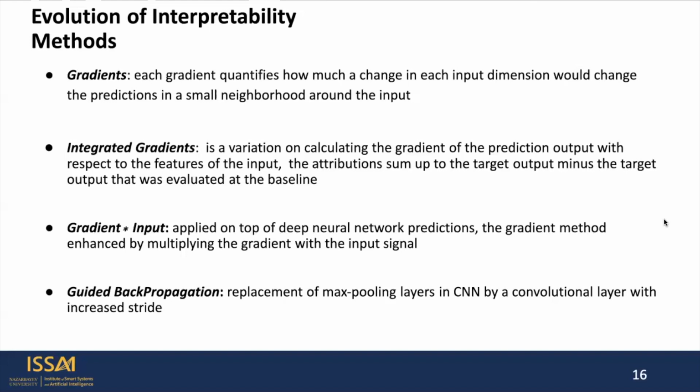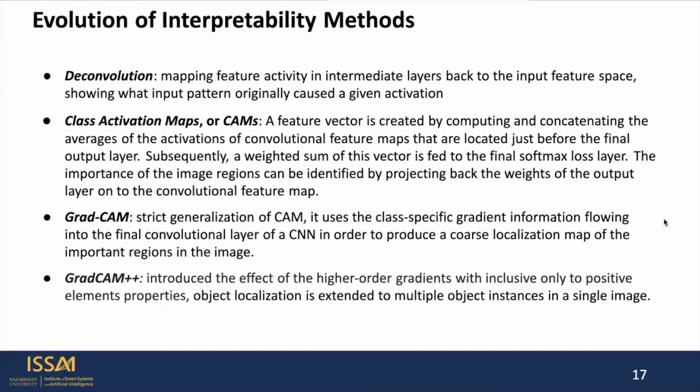Gradient star method is being applied on top of the deep neural network predictions, and we also enhance the results by multiplying the gradient with the input signal. Guided backpropagation executes the replacement of max-pooling layers by convolutional layers with increased stride. The convolution method maps feature activity in intermediate layers back to the feature space, and thus we can see which input patterns caused the activation.